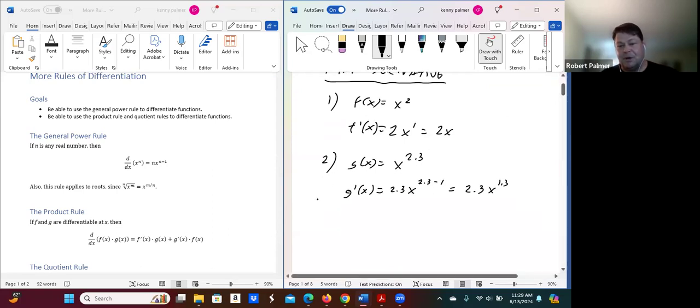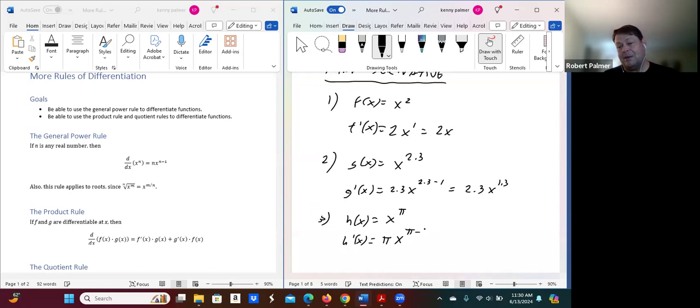Or even something bizarre. For a third one, let's call this h of x. Maybe it was x to the pi. That's possible. Unusual, but possible. So the same thing for h prime: bring the power, pi, down front, and then the new exponent is pi minus 1. Since there's no good way to simplify that, we just leave it like that, but that would be the derivative.